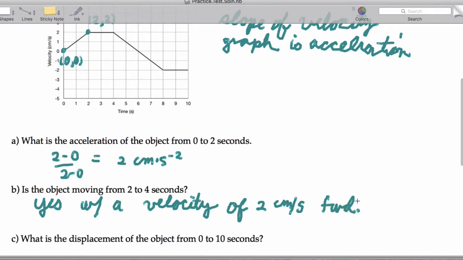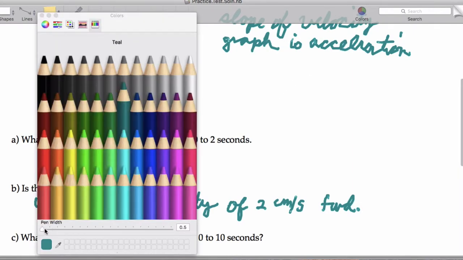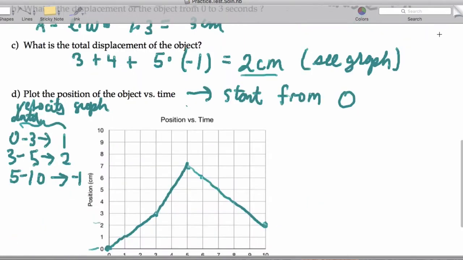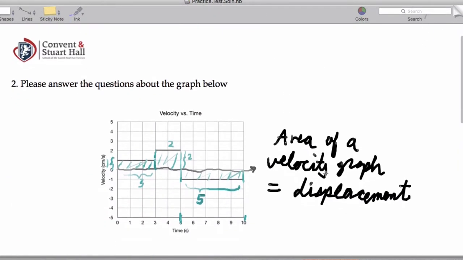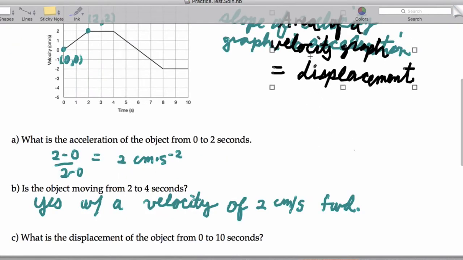Okay. Now, what is the displacement of the object from 0 to 10 seconds? Oh dear. Well, we're going to need to do an area calculation because let's remember from the previous problem, the area of a velocity graph is the displacement. That's the rule. And in fact, I'm going to go ahead and just remind you of that rule one more time right here. So do not forget that fact, young ones.